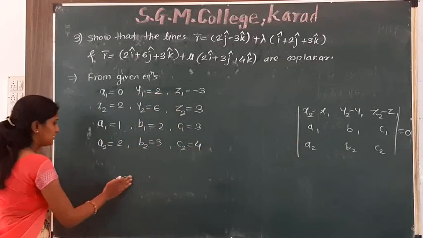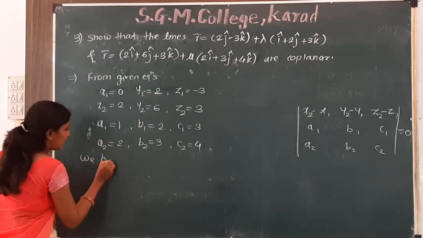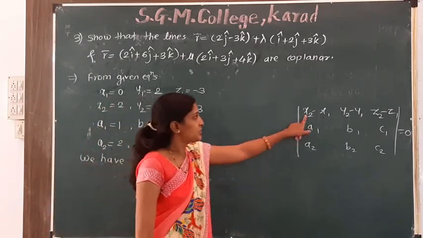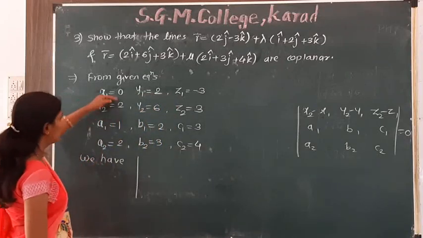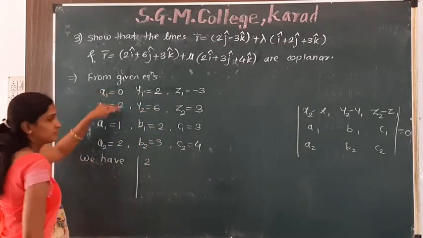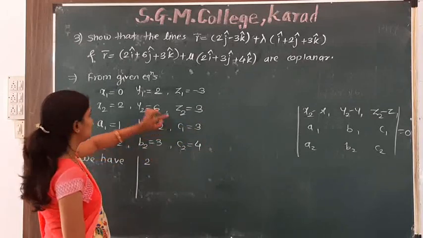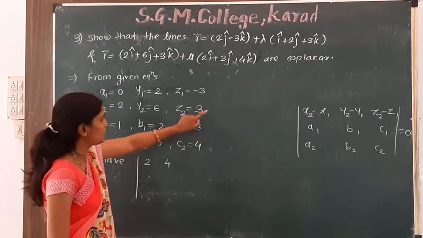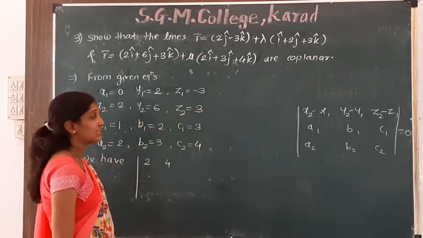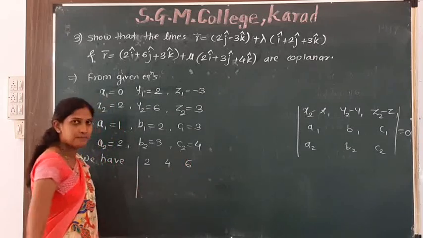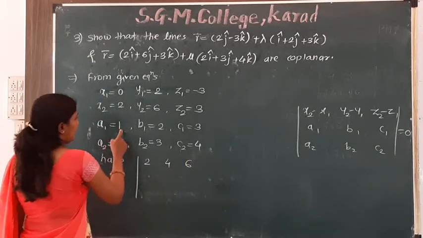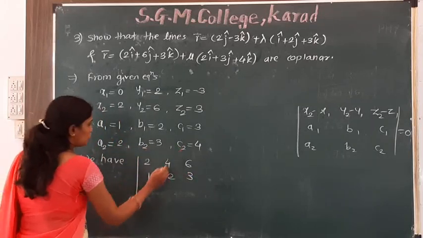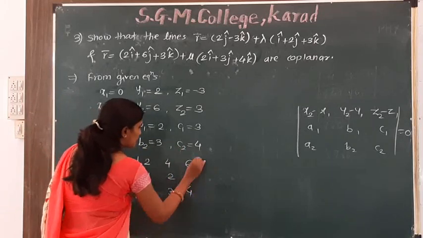Now what is the condition? That is the determinant. We have determinant of first row x2 minus x1, which is 2 minus 0, that is 2. y2 minus y1, that is 6 minus 2, which is 4. z2 minus z1, which is 3 minus of minus 3, that is plus 3, which is 6. Then a1, b1, c1, which is 1, 2, 3. a2, b2, c2, which is 2, 3, 4.